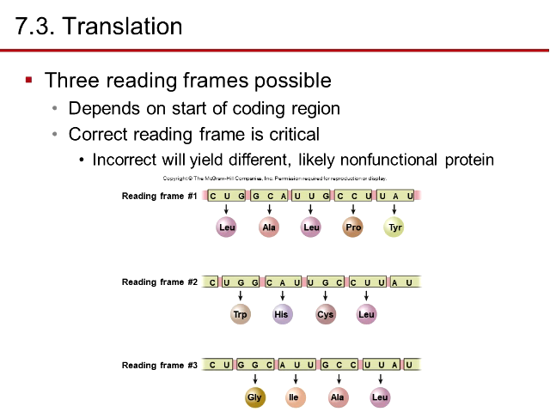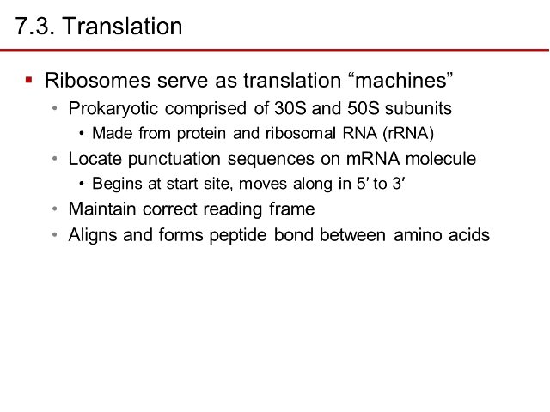So reading frame number 1 has to fit within a certain criteria. Reading frame number 2, different criteria. Reading frame number 3, different criteria. So you just have to know that there are 3 types of reading frames, and the location in which they start is very important. Now, ribosomes serve as translation machines and really production machines of the protein.